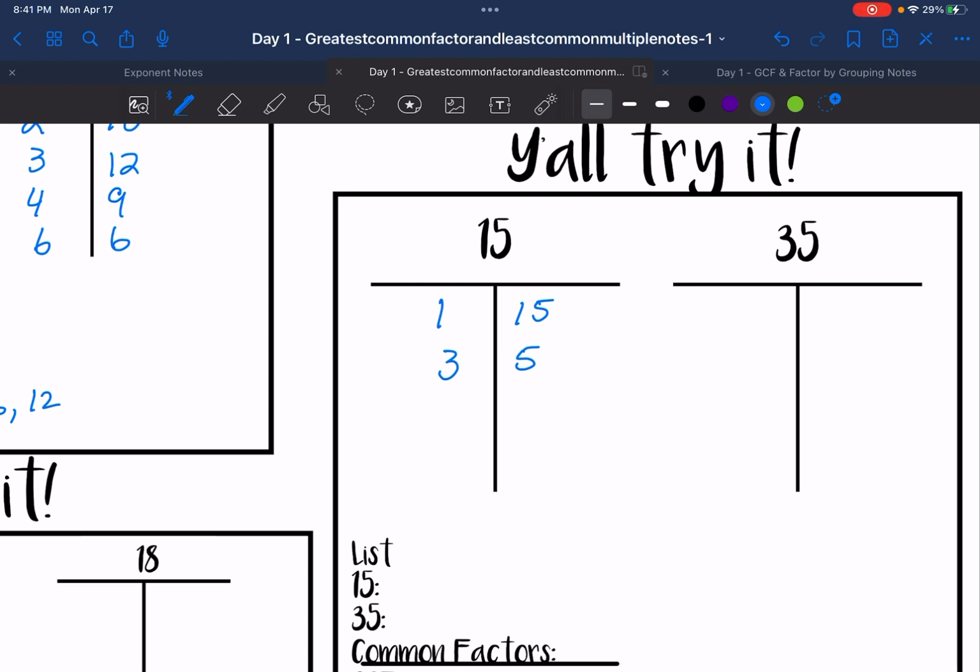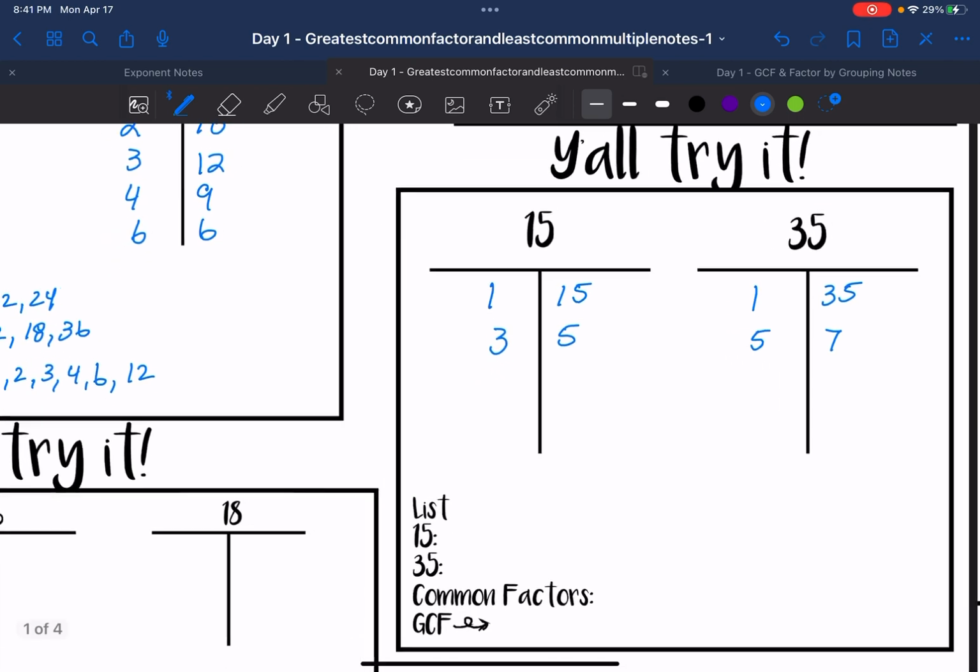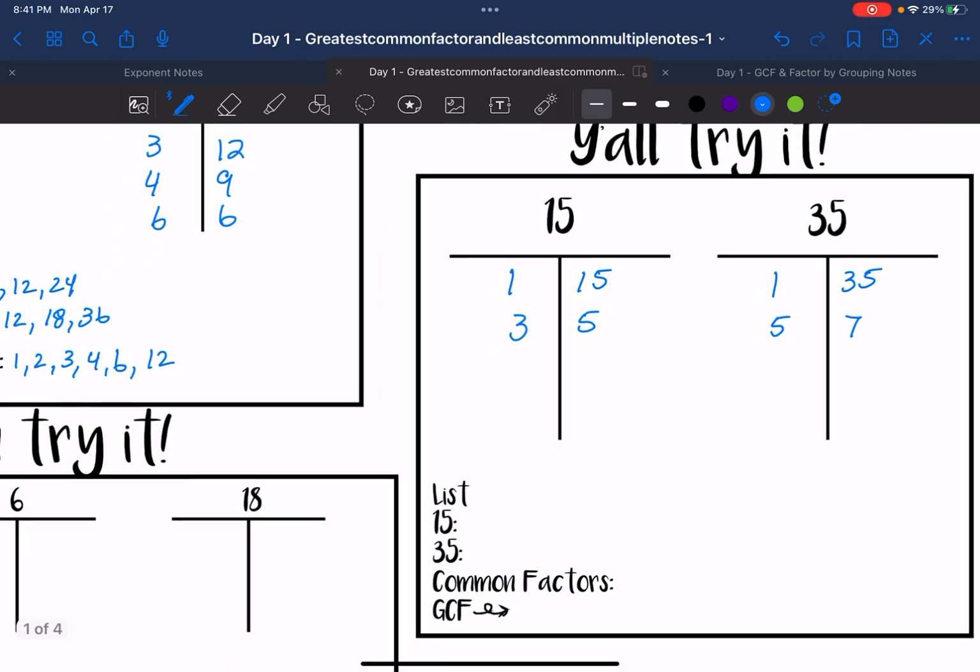When we move over to 35, I'm going to go 1 times 35. Well, I can't think of anything else other than 5 as my next number times 7. That's pretty much it. All right. So let's list all of them now. If I list these, 1, 3, 5, 15. And for 35, I have 1, 5, 7, and 35.